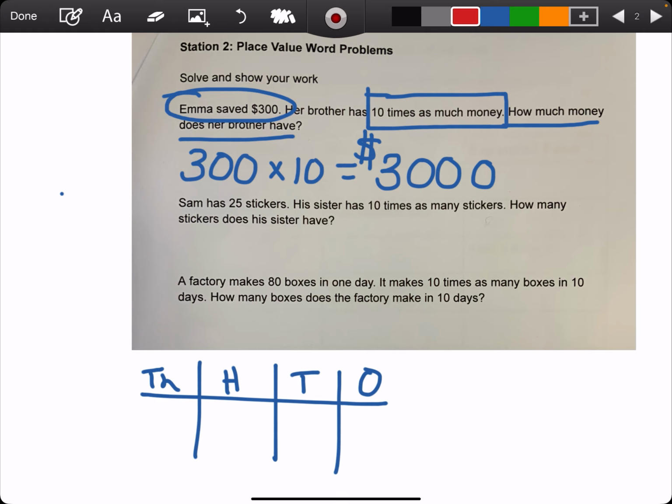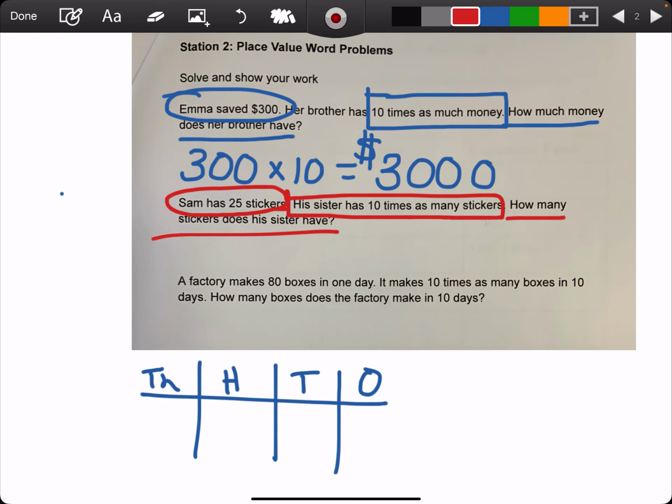Now we have Sam has 25 stickers. Her sister has 10 times as many. So Sam, we know, has 25 stickers. Her sister has 10 times as many stickers. How many stickers does her sister have?